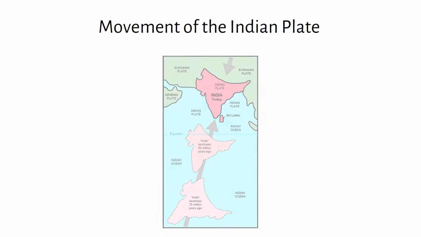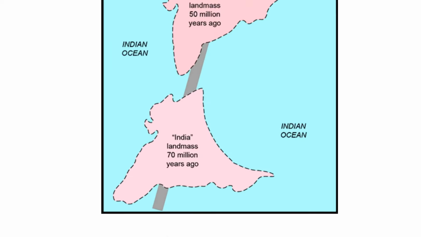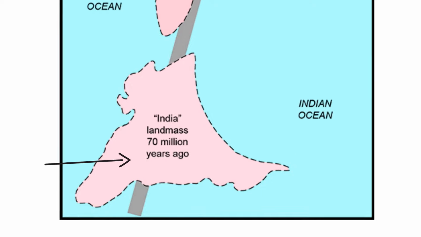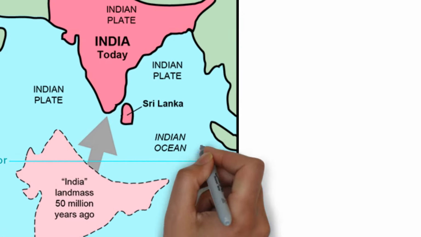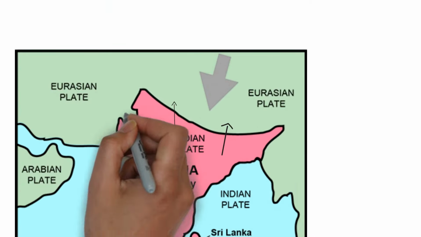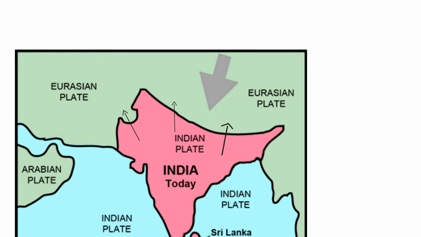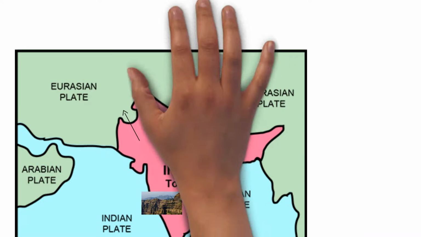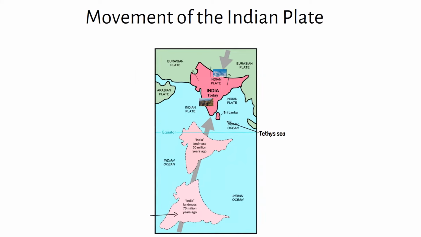Movement of the Indian plate. India was a large island situated off the Australian coast. The Tethys Sea separated it from the Asian continent till about 225 million years ago. The movement of the Indian plate towards the Eurasian plate led to the formation of Deccan Traps and Himalayas. That's all for this chapter.